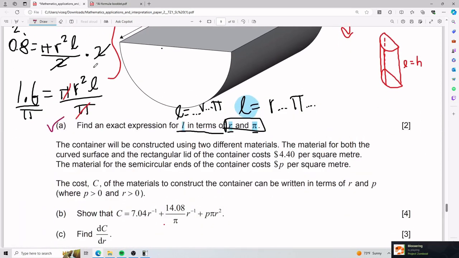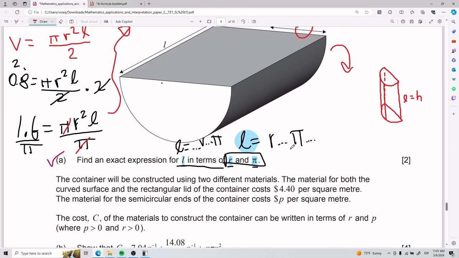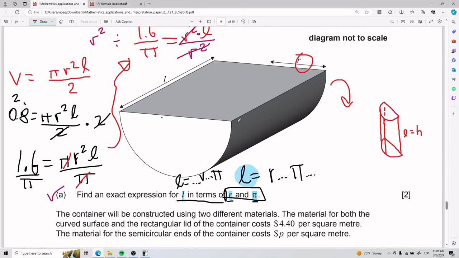Then they tell us that the container will be constructed using two different materials because they want to make this question hard. The material for both the curved surface and the rectangular lid on the container costs 4.40 per square meter. So this part here, which also goes all the way around, is going to be 4.4, and this guy up here is also going to be 4.4.